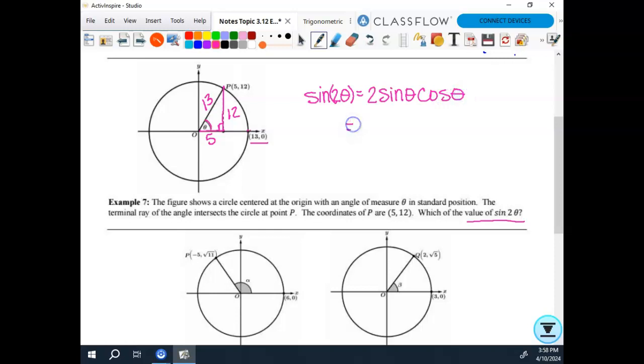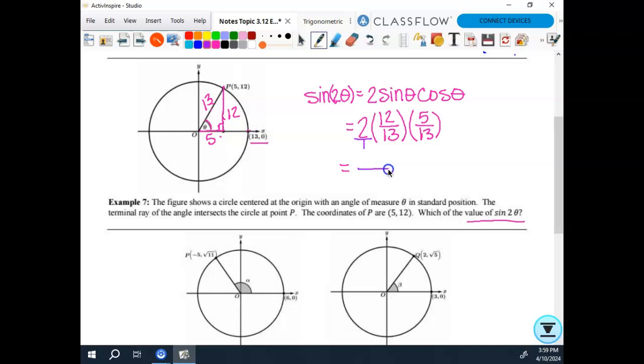So that means I get 2 times, all right, so the sine of theta, sine is y over r, so that's 12 over 13, times cosine theta, which is x over r, which is 5 over 13. Then I need to multiply all that together, but I'm going to work smarter, not harder. So 2 over 1, right? Multiplying fractions is easy. I'm going to multiply all the way across.